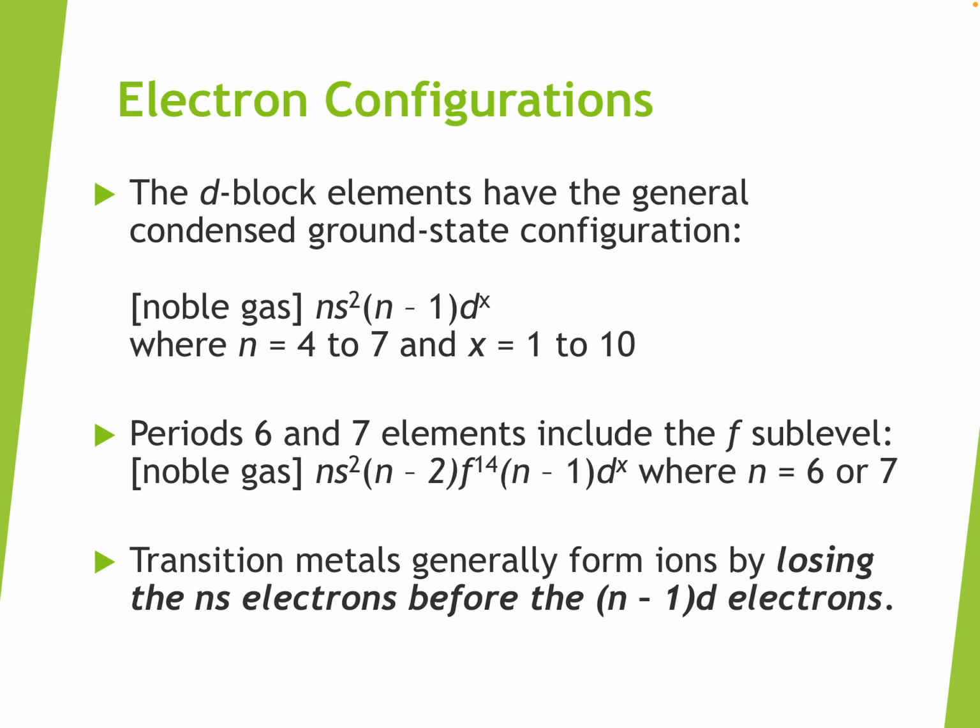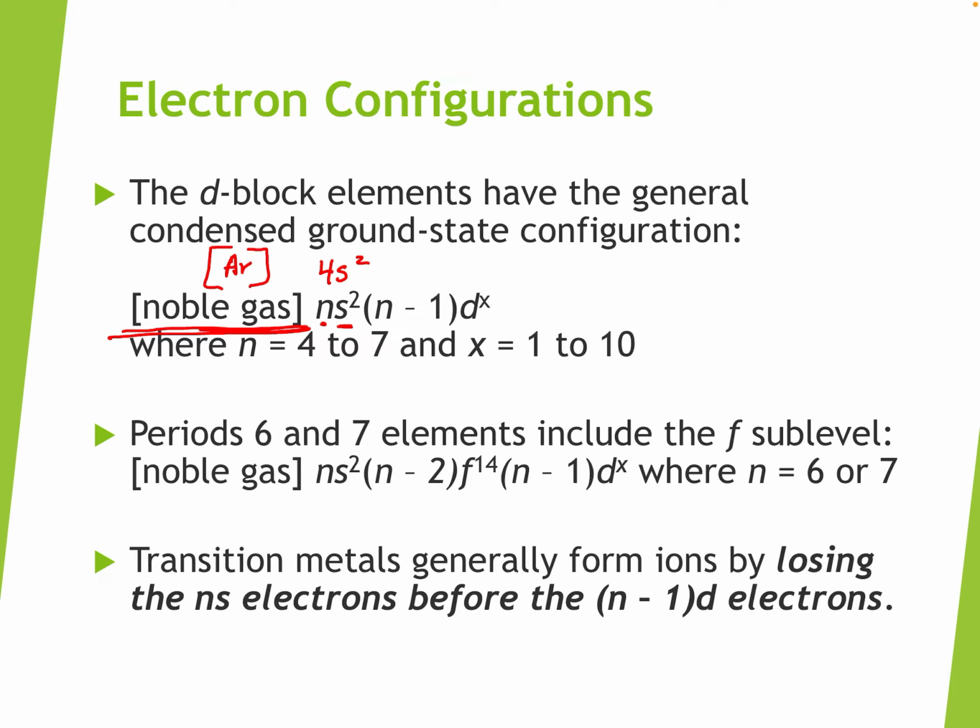So talking about electron configurations, most of the D block elements have the same condensed electron configuration. You find the nearest noble gas that came behind it, put that noble gas in brackets, and then they're going to have some n and then s2. For this first row of elements, this would be like 4s2, and we would have had argon in brackets because it was the noble gas that came before.